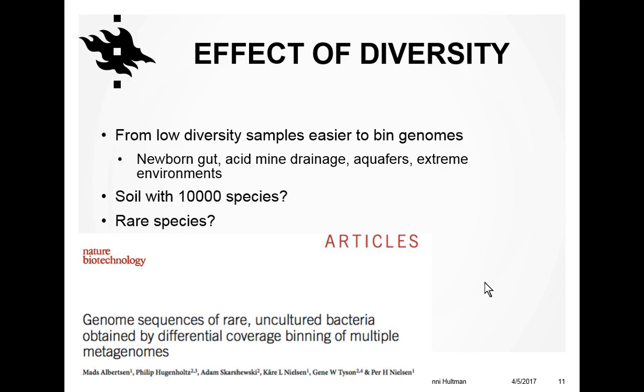Before I say something of the tools you can use, just a word on the diversity. So this is really easy for low diversity samples. For example, Jillian Banfield's group has been working on newborn gut, acid mine drainage, aquifers, and some extreme environments that have only few species. So then it's really easy to get those individual genomes from your metagenome. But if you have soil with, let's say, 10,000 species or even more, then that's much trickier. But you still can do it.